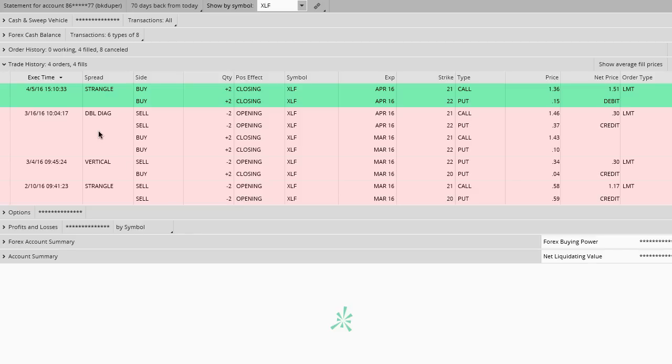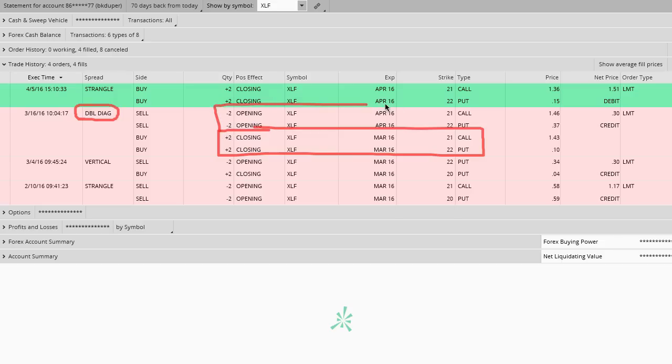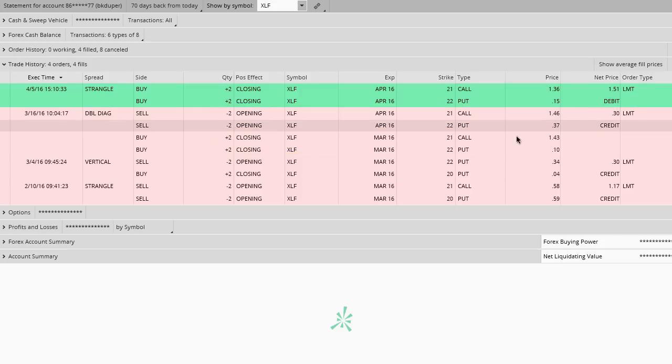So again, going back to our charts here, you can see we used one single double diagonal order. You can do it in 2 orders. It doesn't really matter. We closed out of our March strangle, and then we reopened the exact same strike prices out in April. So we closed out of March, reopened the same strike prices in April, and did all of that trading for an additional 30 cent credit. So now you can see we just continue to bank these credits.